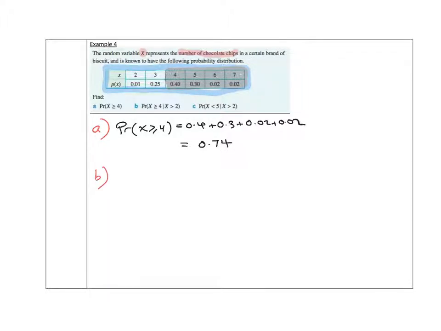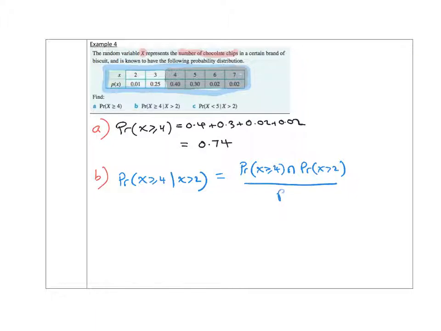Part B draws on our knowledge of conditional probability, because we're after the probability that x is greater than or equal to 4, given that x is greater than 2. The first thing I might do here is start with my formula. The probability of A given B, in this case x being greater than or equal to 4 given that x is greater than 2, we know to be the probability of both, so x being greater than or equal to 4 intersection x greater than 2, divided by the probability that x is greater than 2.